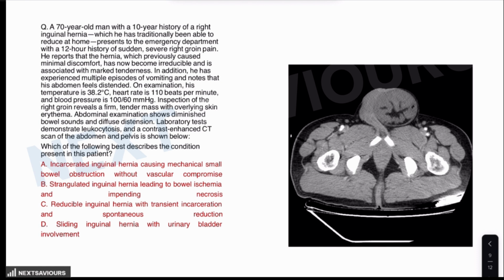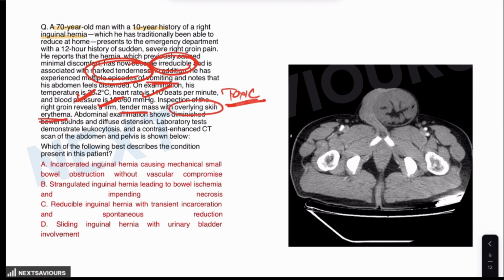Now we will come to the question again. We have a 70-year-old man with a 10-year history of inguinal hernia. It has suddenly become irreducible, and there is marked tenderness. There is a history of vomiting. The patient is showing toxic signs, that is, there is fever, tachycardia, BP is on the lower side, and on examination, a very important finding is that the overlying skin is erythematous, and there is a tender mass.